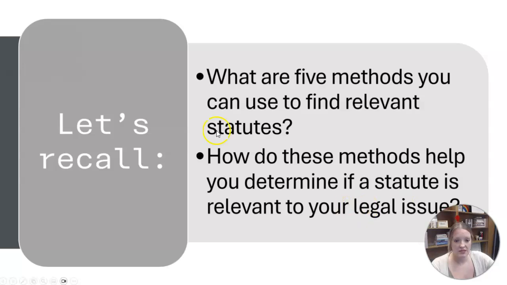So I want to ask you to reflect on how these methods help you determine if a statute is relevant. Thinking about the citation method, we've found that from a secondary source. You pulled that citation reference from a secondary source that you've already used to analyze the issue and identify a potentially relevant statute. And we talked about tools like the index, table of contents, popular name table.